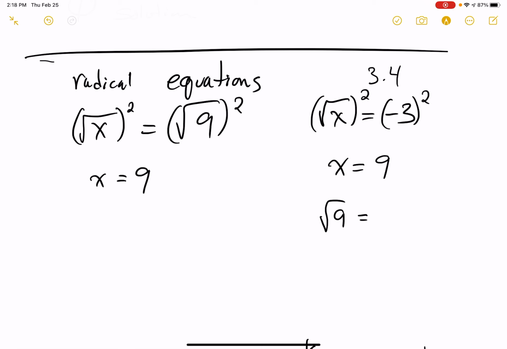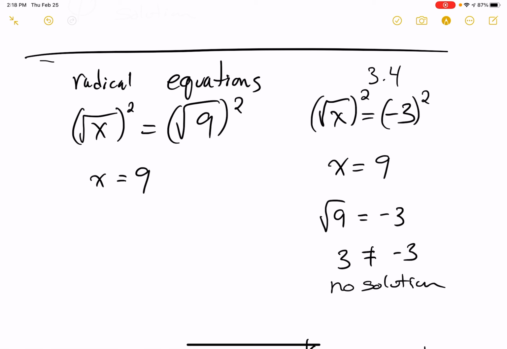But again, if you check your answer and put that back into the original, you're going to say the square root of 9 is equal to minus 3. The square root of 9 is just 3 as a principal square root, and we know that's not true. So again here, there's no solution.